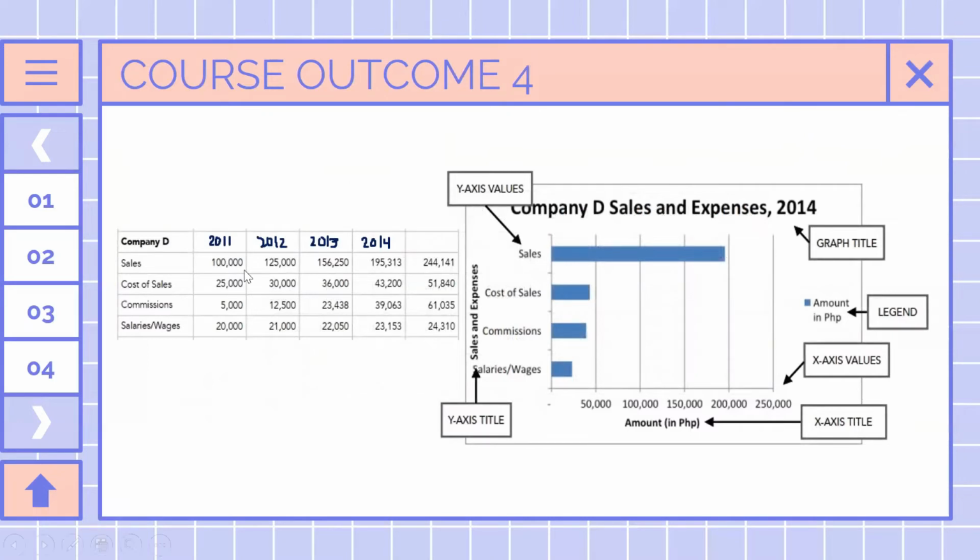So here, the graph title is Company B's Sales and Expenses for the year 2014. The y-axis values are these: sales, cost of sales, commission, salaries or wages. And the y-axis title is the sales and expenses. Here, the 50,000 to 250,000 are the x-axis values, while the amount in peso is the x-axis title. So here you can only see one legend, which is the amount in peso. It determines the amount in sales, cost of sales, commissions, and salaries or wages.